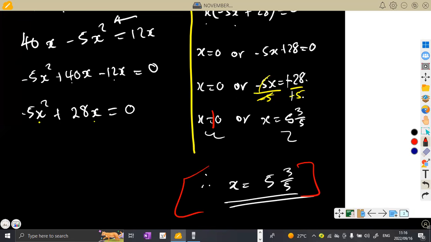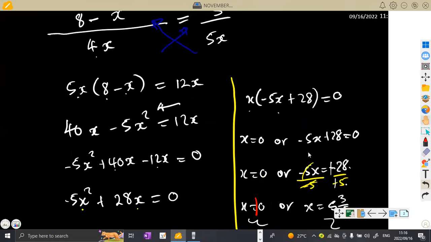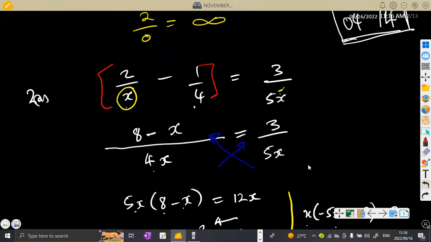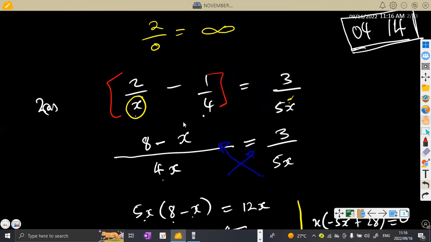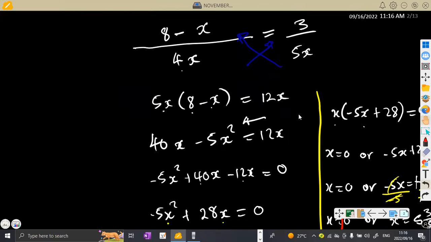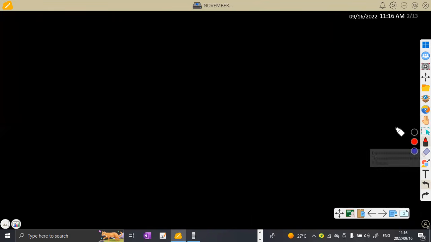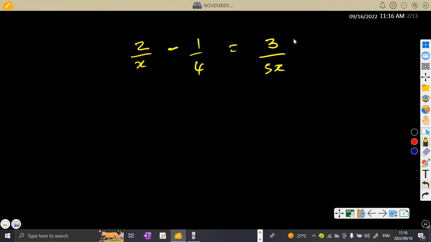Okay, so maybe just cross-check, guys, the method. Here we have to combine these two. Maybe someone said, I just want to expand brackets. I do not want to combine, I want to expand those fractions. What are you going to do? Still, we're going to have the same thing. It was 2 over x minus 1 over 4, which is equivalent to 3 over 5x. So this is another method. Using this method, you're going to clear fractions.